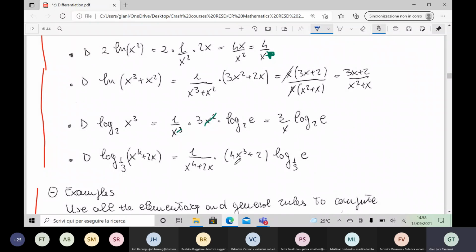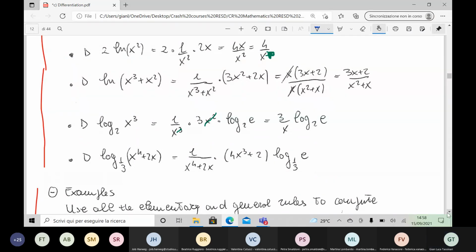But remember, the basis is 1 over 3, so we need to multiply also by the logarithm with basis 1 over 3 of e. Okay, stop here because you cannot simplify this one. There is nothing to collect.